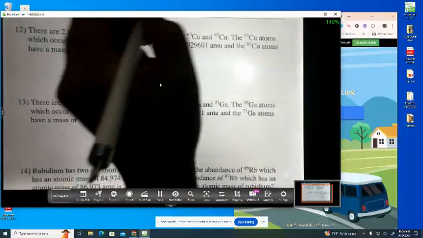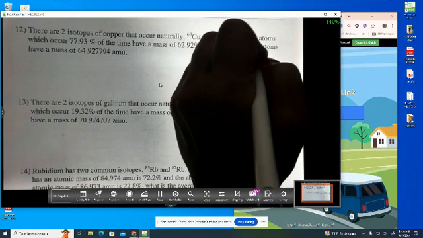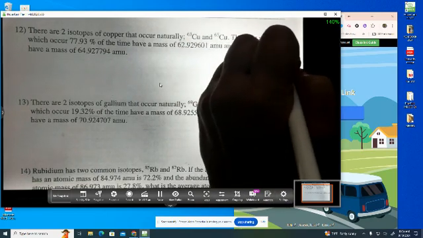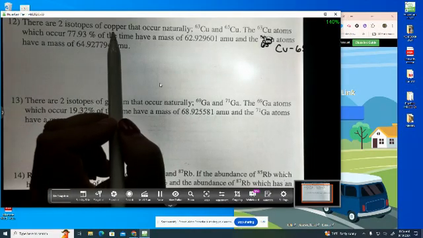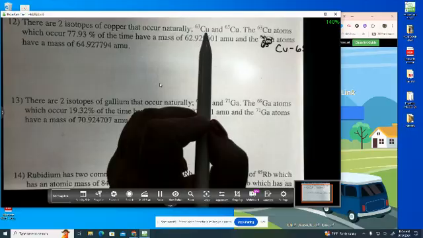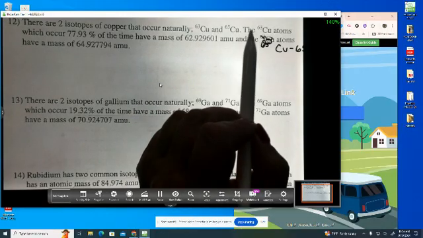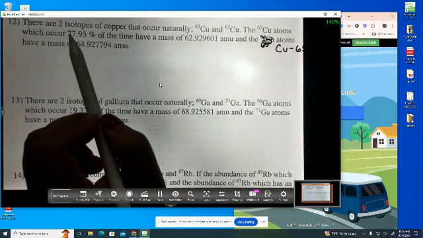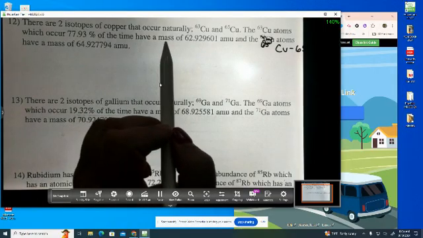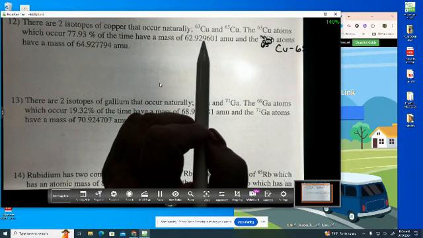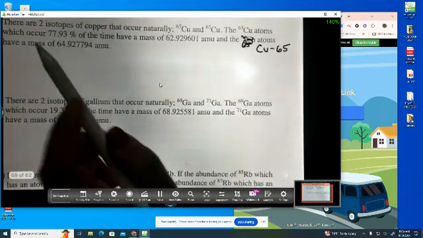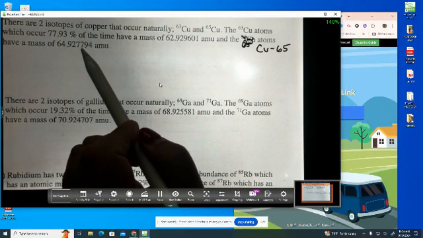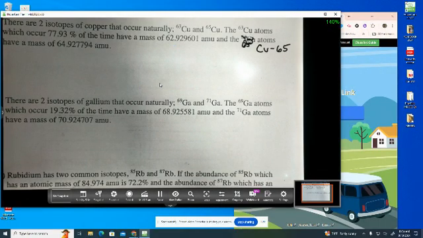There is a typo, so let's fix that. This is 65. This is copper 65. Okay, so now let's read it. There are 2 isotopes of copper that occur naturally. They are copper 63 and copper 65. The copper 63 atoms, which occur at 77.93% of the time, have a mass of 62.929601 atomic mass units. And the copper 65 have a mass of 64.927794. Those are some ugly numbers, okay, but they are what they are.